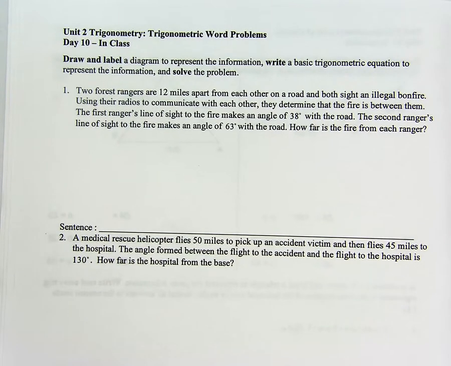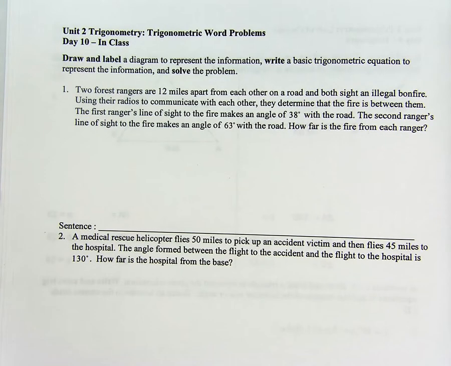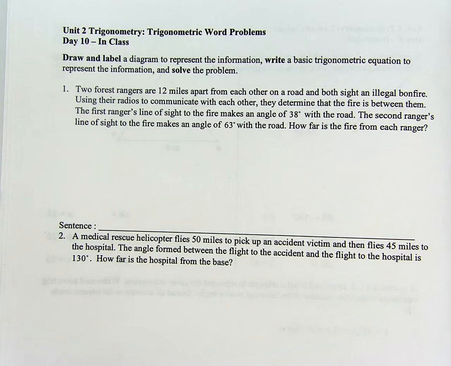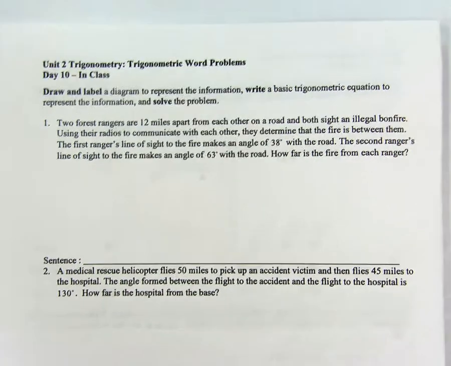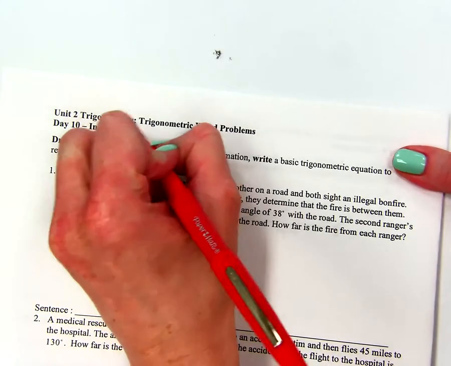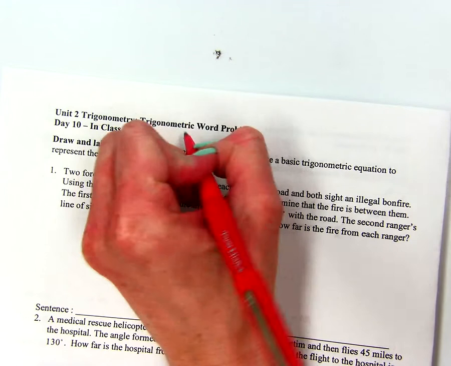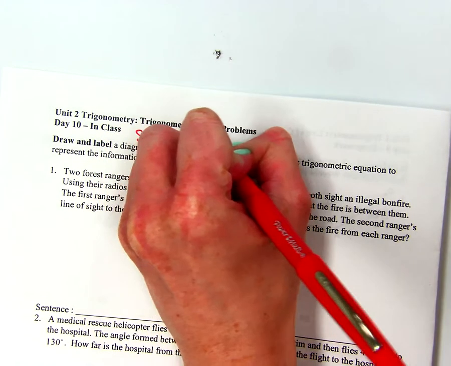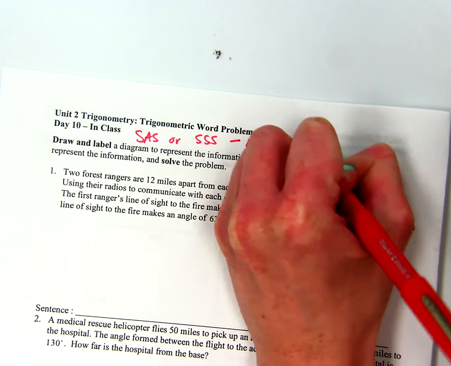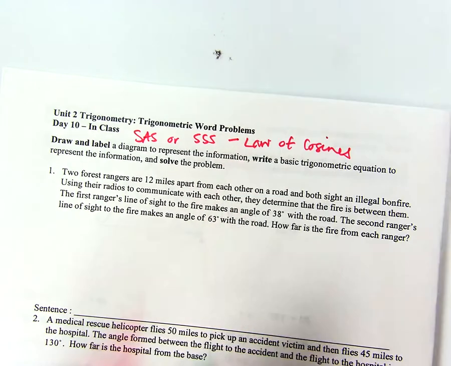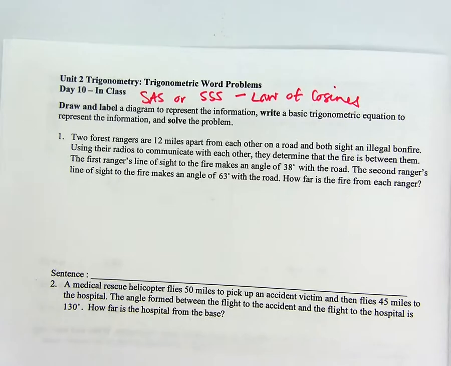Okay guys, we're doing Unit 2, Day 10. So we're going to use the Law of Sines and the Law of Cosines for some word problems today. I'm just going to put a little helpful hint at the top up here. When we see side angle side or side side side, that's when it's going to be the Law of Cosines. Everything else is going to be the law of sines.